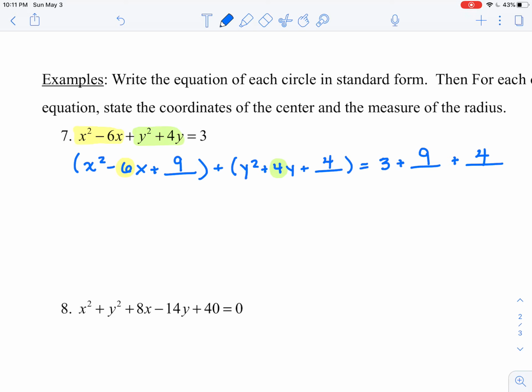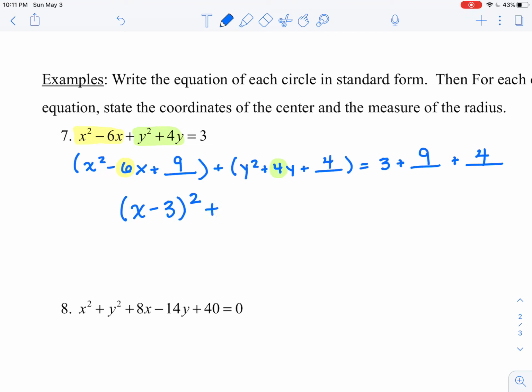Okay, now I'm going to factor the trinomial with the x's. So x squared minus 6x plus 9. If you were to look for the factors of 9 that add to negative 6, factors of 9 that add to negative 6 are negative 3 and negative 3. So instead of writing out x minus 3 times x minus 3, that's the same thing as x minus 3 squared.